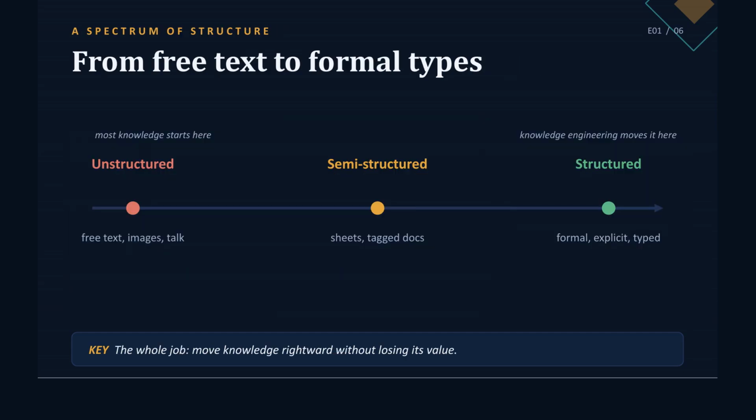It helps to lay these 3 forms on a single line, a spectrum of structure. On the far left, unstructured knowledge. Free text, images, conversation. Maximum richness, and almost zero machine readability. In the middle, semi-structured. Spreadsheets and tagged documents, organized, but only loosely. And on the far right, structured knowledge. Formal, explicit, and typed, the kind a machine can genuinely compute over. Here is the pattern worth remembering. Almost all of an organization's knowledge begins life over on the left, in messy human form. And the entire job of knowledge engineering is to carry it rightward, toward structure, without spilling the meaning that made it valuable in the first place.